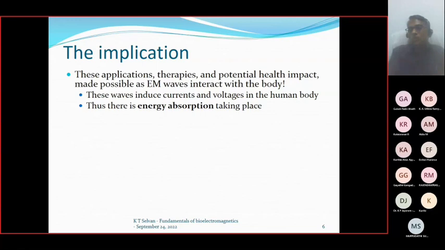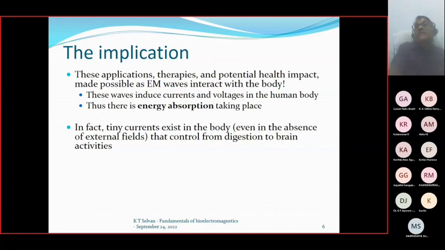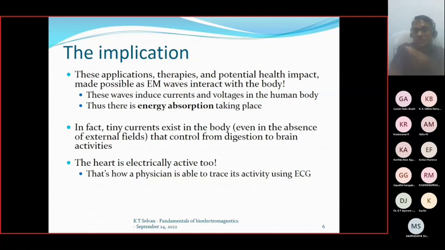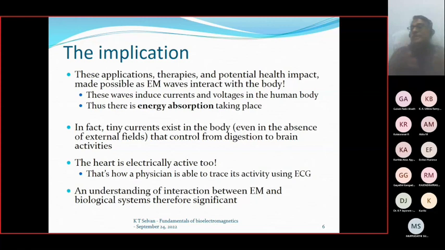In fact, even in the absence of an external electromagnetic field, there are tiny currents and voltages that exist in our body. In fact, they control processes such as digestion and brain activities. And we know that the physician uses ECG for health monitoring of the heart. That is possible because the heart is electrically active also. So given all these factors, understanding the interaction between electromagnetic waves and biological systems can be of significant use. Now, obviously, we need to have an understanding of electromagnetic fundamentals and fundamentals of how biological systems can be modeled and how these two interact. So these are the ideas that we have to develop to come to a level that will prepare us for undertaking further studies.